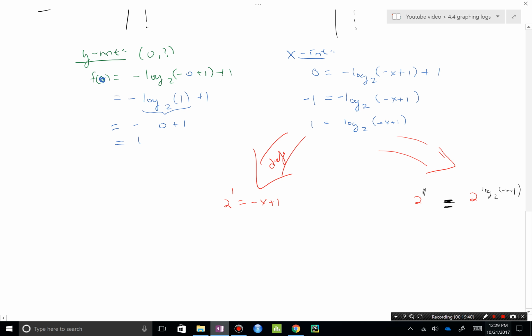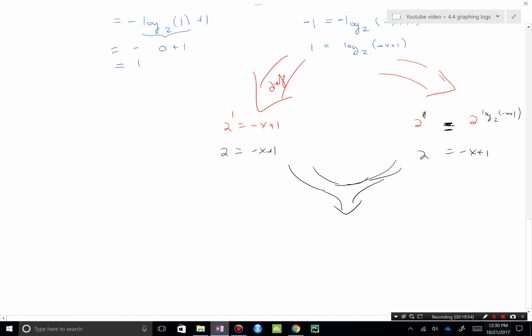All right, so this ends up being what? 2 equals negative x plus 1. This ends up being 2 equals, these undo each other, negative x plus 1. Notice it gets you to the same place eventually. So now it all drops down to the same work.